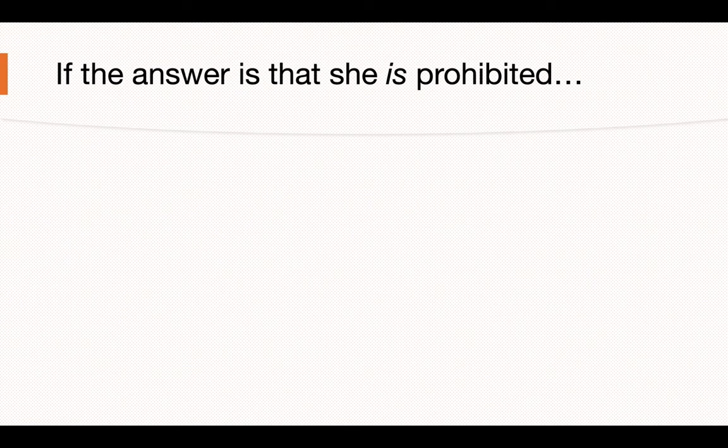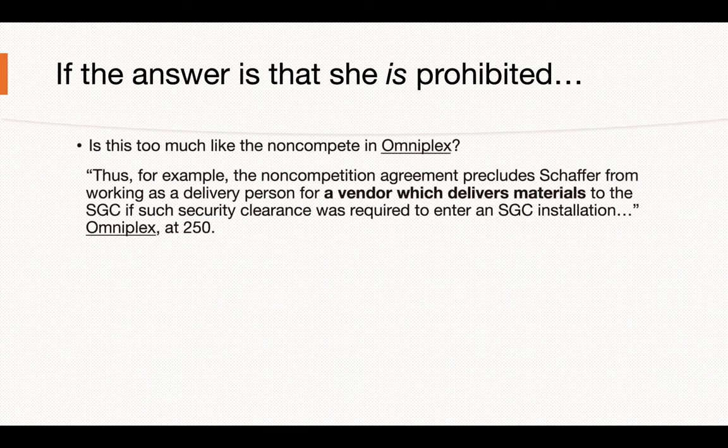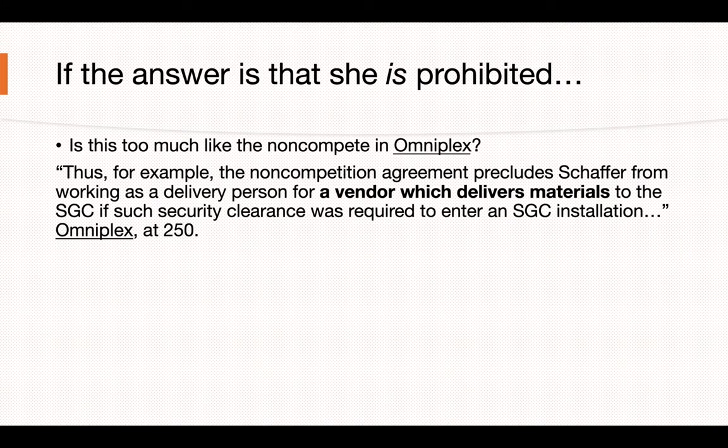Regardless, if you think the answer is that she is prohibited, how would you analyze it? One way to do that would be to look at the exact rationale and language from these other cases. Looking at Omniplex, here's the main quote where the court explained why it was overbroad. There they had an example of a vendor. Even the vendor work would be prohibited for her. So is it more like this Omniplex restriction in our case?